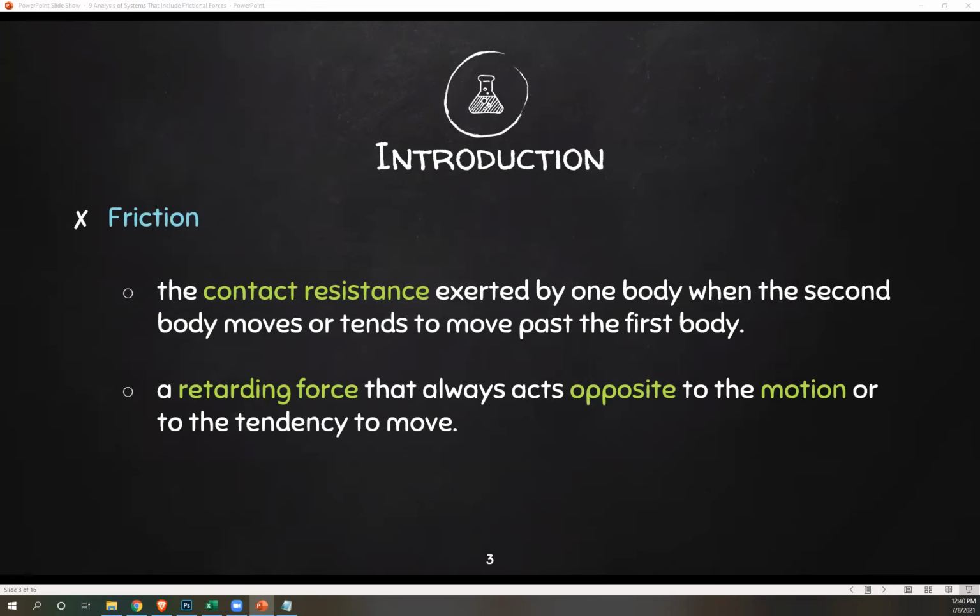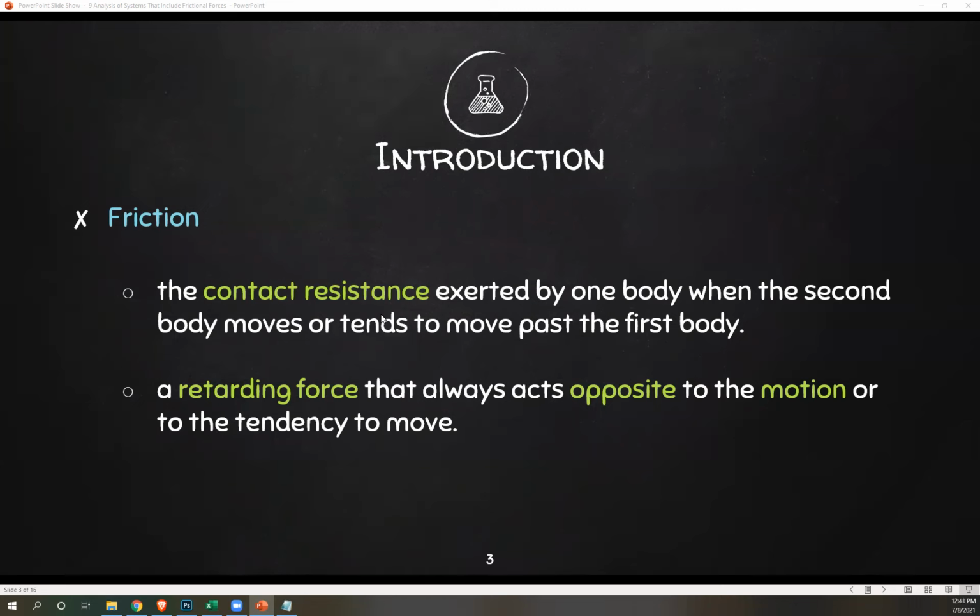So friction is basically just the contact resistance exerted by one body when the second body moves or tends to move against the first body. Okay, so this means for friction to be present, we don't necessarily need moving objects. We can just have impending motion, meaning it's about to move. So there's still friction in that. It doesn't have to just move.